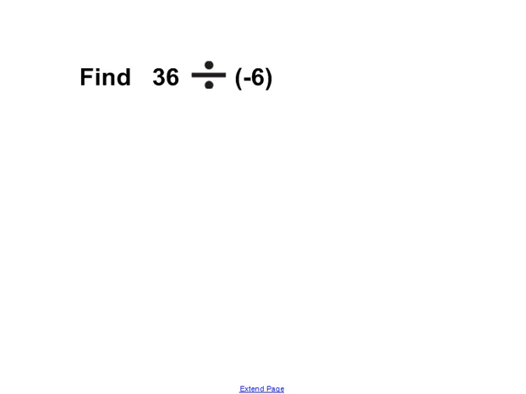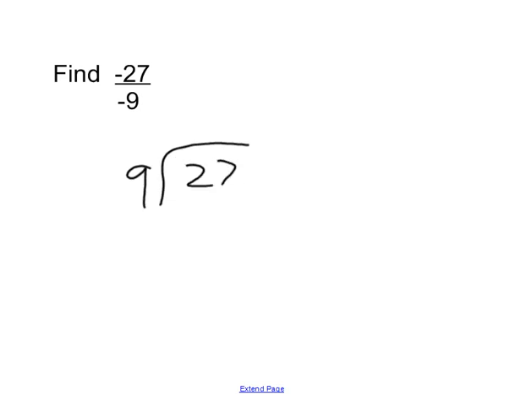36 divided by negative 6, again, 6 into 36 goes 6 times, but since the signs are different, it must be a negative 6. Negative 27 divided by negative 9, 9 into 27 goes 3 times. The signs are the same, therefore the answer must be positive.